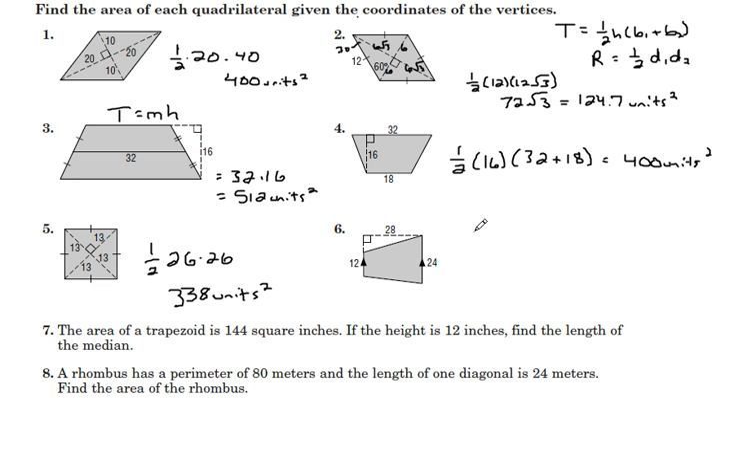Number 6, another trapezoid, 1/2 the height, which is 28, times base 1 plus base 2. And this comes out to 504 square units.